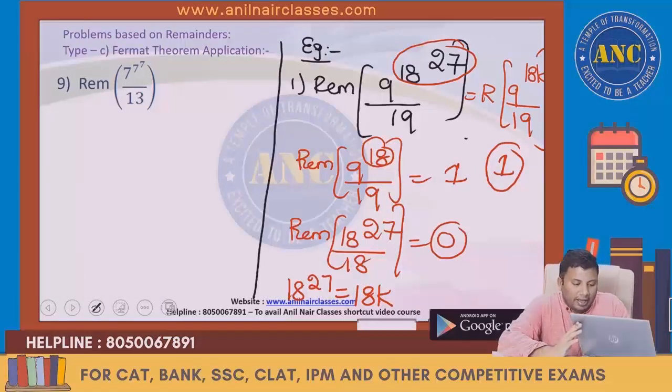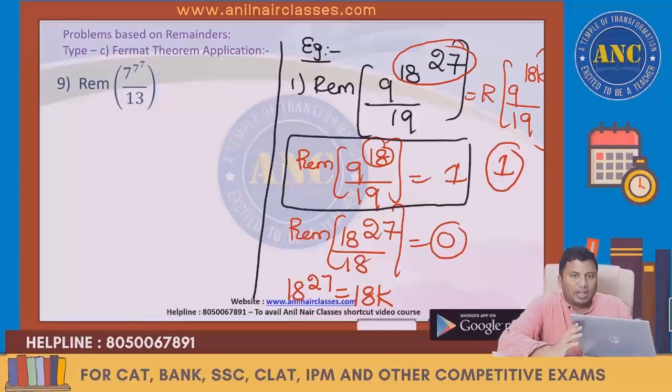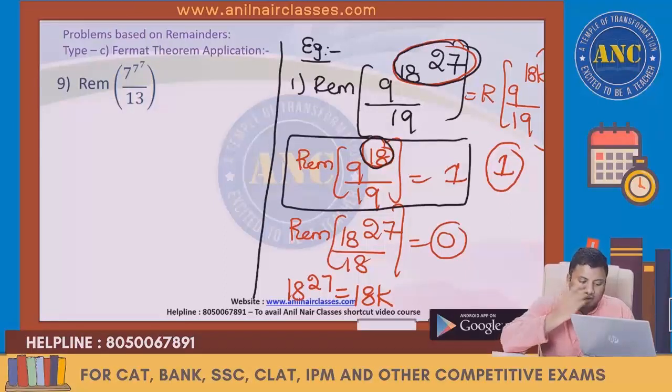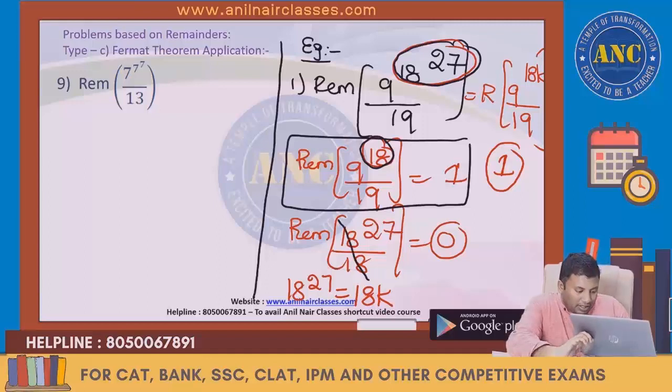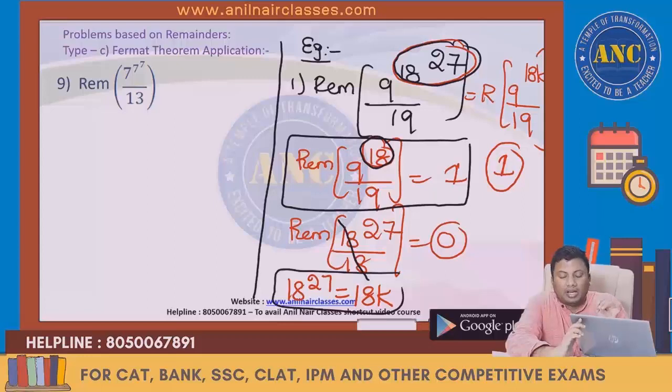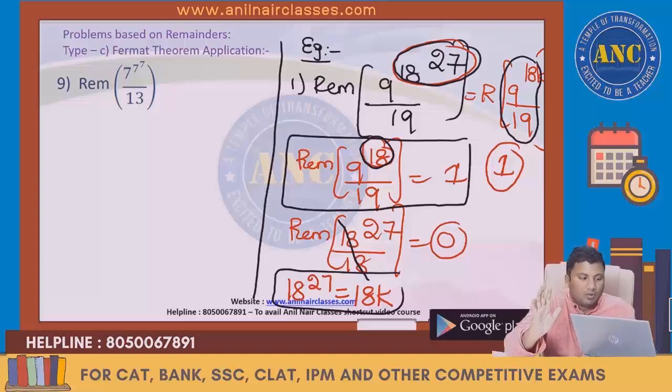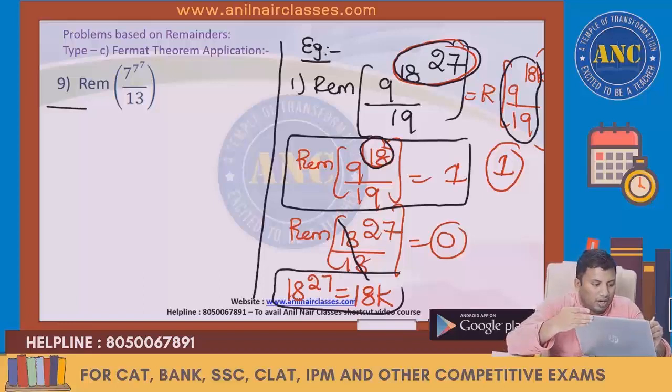Again I am explaining. According to Fermat's theorem, 9 power 18 by 19 is 1. Check 18 power 27 divided by 18: 18 ones are 18, remainder is 0. 18 power 27 is perfectly divisible by 18, so it is 9 power 18k divided by 19. Remainder is 1, and 1 power any number is 1. We will do one more example.